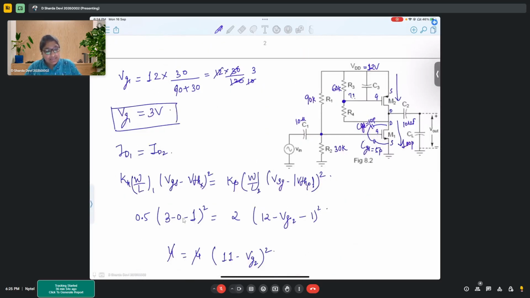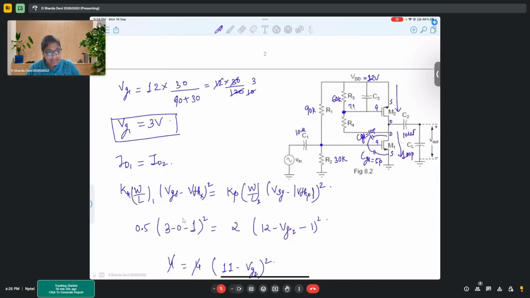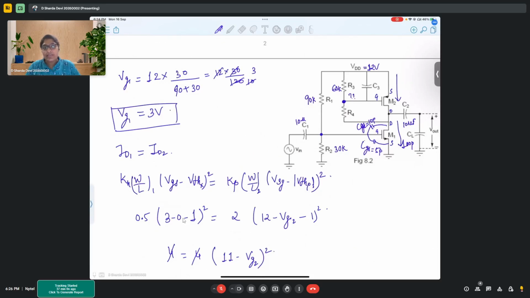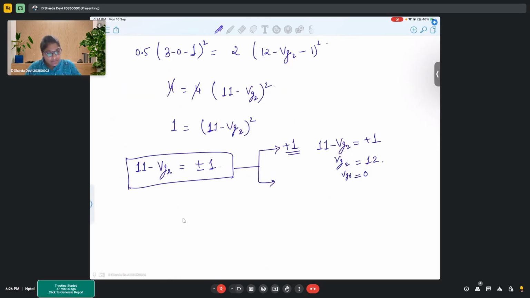But we said that our transistor is in saturation, right? The assumption is that the transistor is always in saturation to give us this amplification operation. So all the transistors are in saturation here. But here the transistor is not even turned on, so you cannot have this particular condition, right? That's why the correct answer is minus 1.